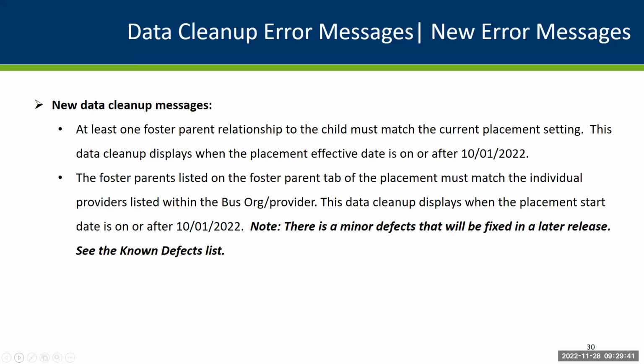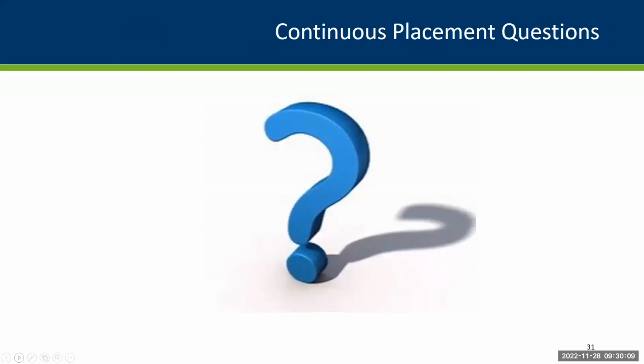So just know that you are able to still work through, and if you're ready to close, you can close your work group. You can continue to do the work necessary in the work group. That is a known bug, and there are a few others. So be sure you're taking a look at that known defects list so that you are aware of any bugs related to the data cleanup error messages. And we're just going to move on to questions.